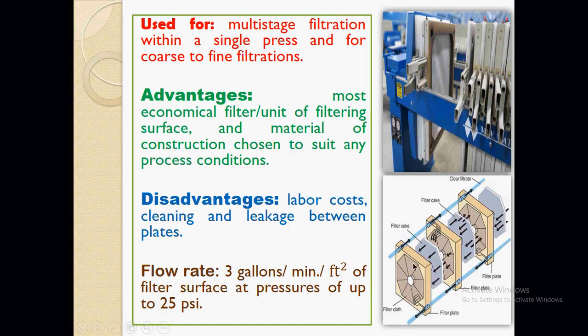This is the frame and the plate. This is the frame, this structure. And the plates are pressed together with a hollow between them, through which the liquid passes, and the cake will be deposited on the plate. So they can remove the cake and obtain the filtrate at the end. The flow rate is about 3 gallons per minute per square foot of filter surface at a pressure of up to 25 psi, pounds per square inch.